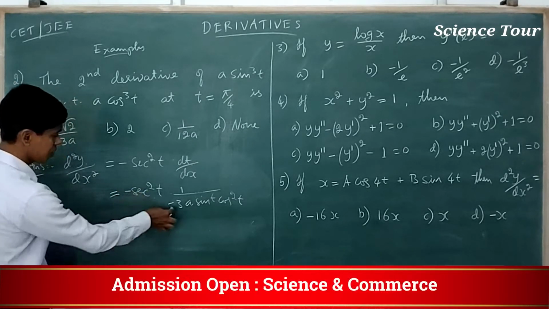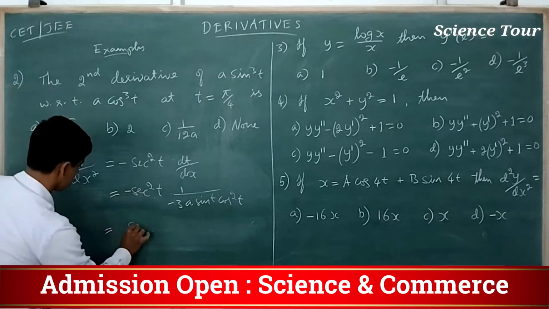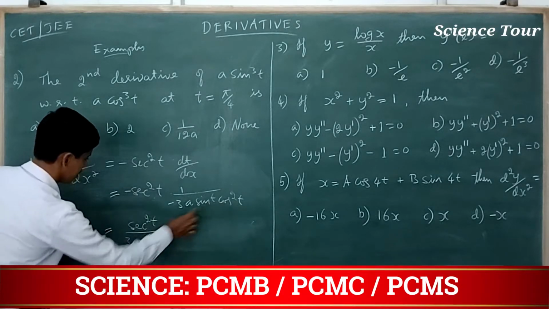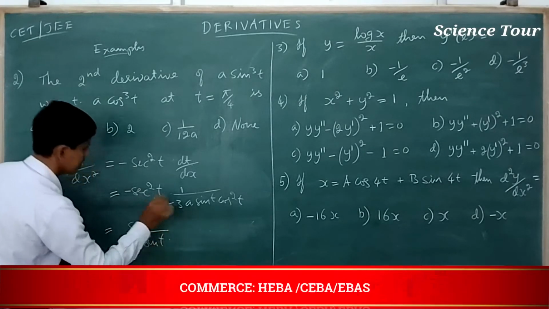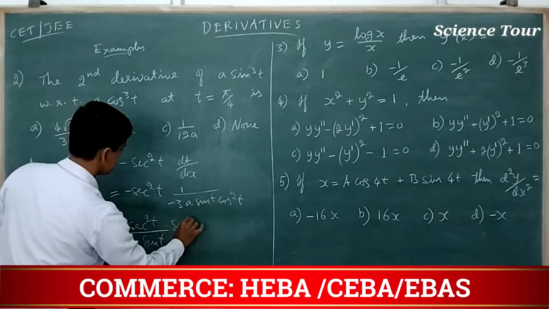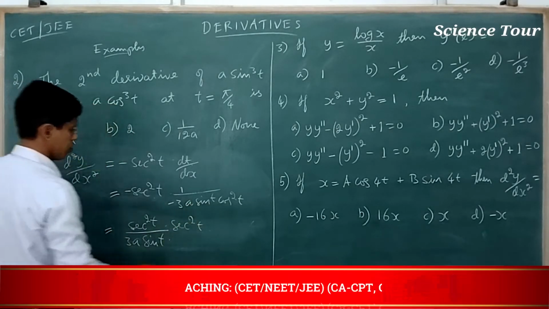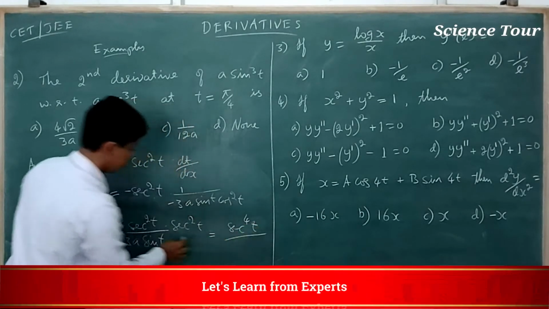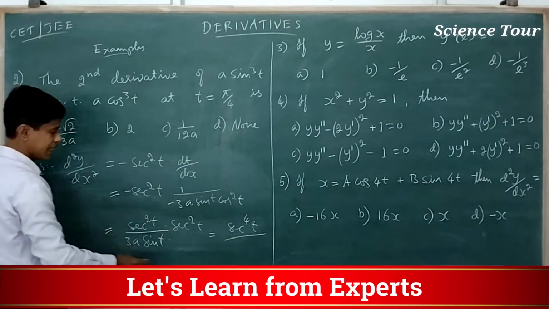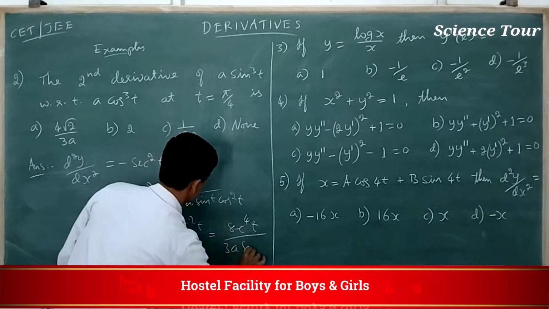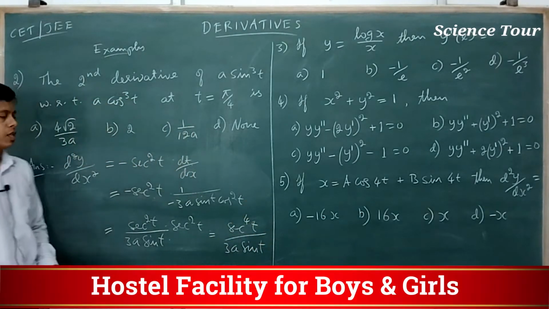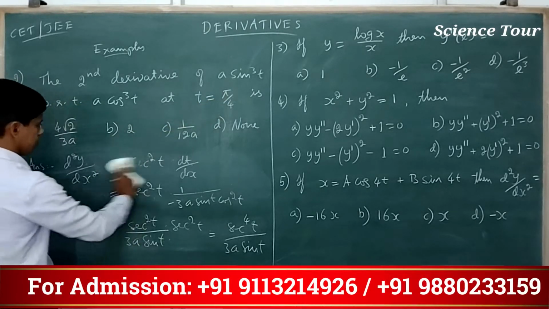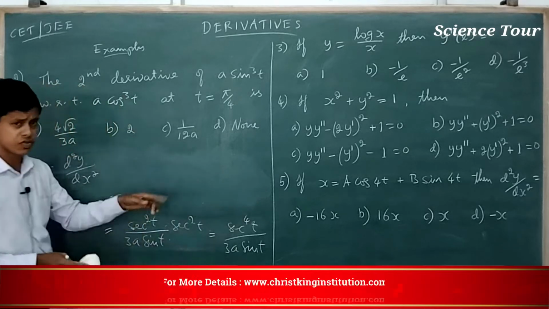So now this minus gets cancelled, you have got secant square t divided by 3a sine t, and 1 by cos square t is secant square t. So finally what you are getting here is secant to the power 4 t, with 3a sine t in the denominator. Well, so that is d square y by dx square. Now at pi by 4 you have to find that. Therefore let's substitute pi by 4 in place of t.